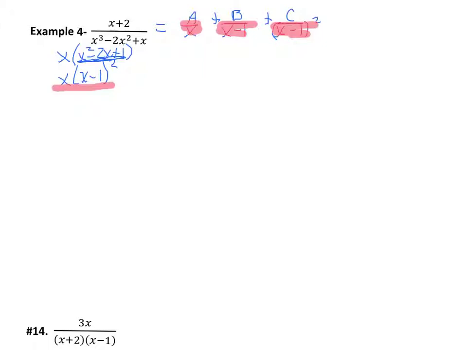And that's why I can't just write a over x plus b over x minus 1 squared, because then I'm missing another possibility, which is just x minus 1. Okay? All right. We okay, bud? Yeah. All right, good. Good question.